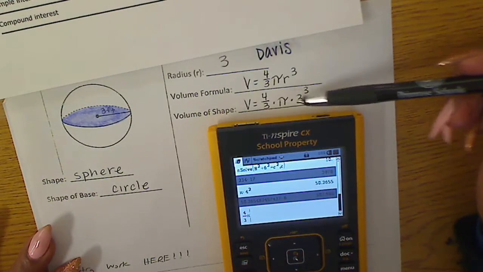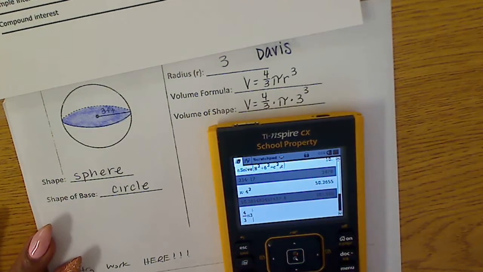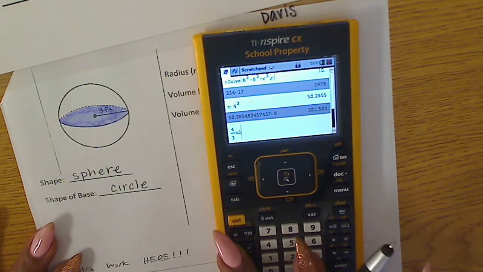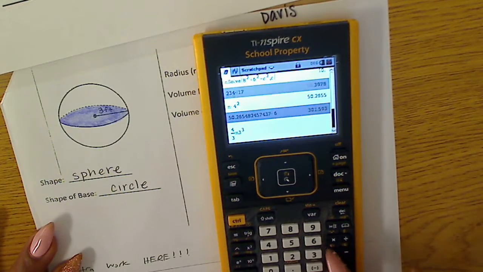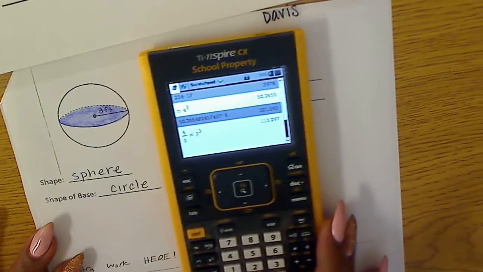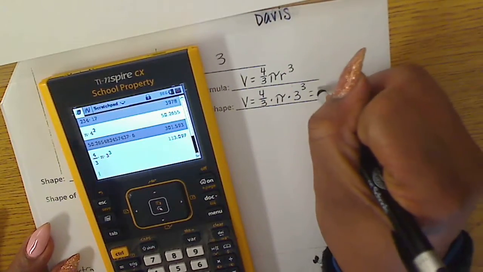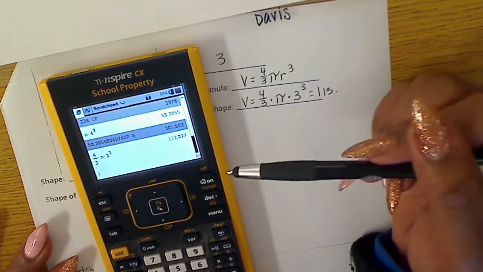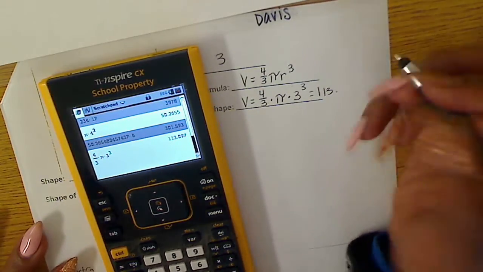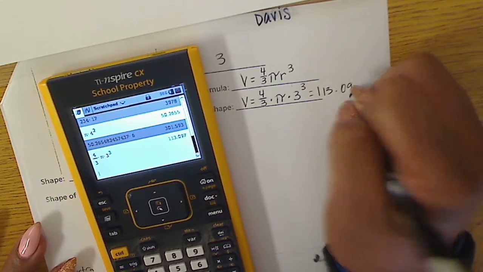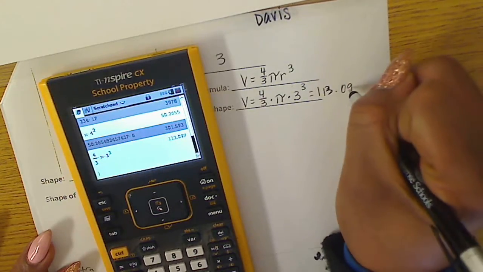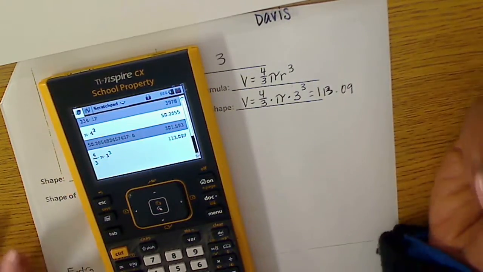And then 3. And to make 3 cubed, over here by x squared, the exponent key, you'll hit that and enter 3 and press enter, and you should have gotten 113 point, it says 0.097, which would round to 113.1, but we're just going to leave it at 0.09, just so that we have 2 decimal places.